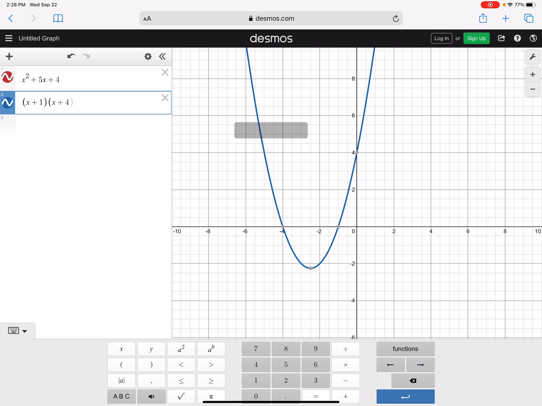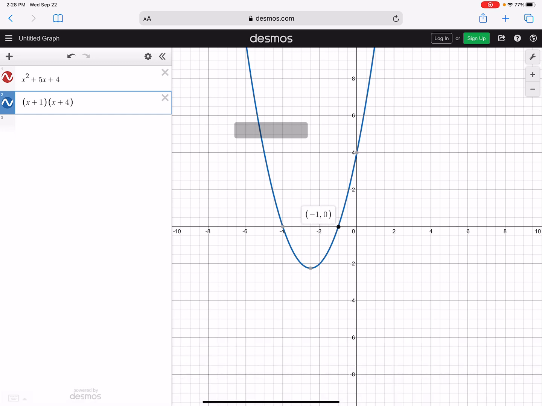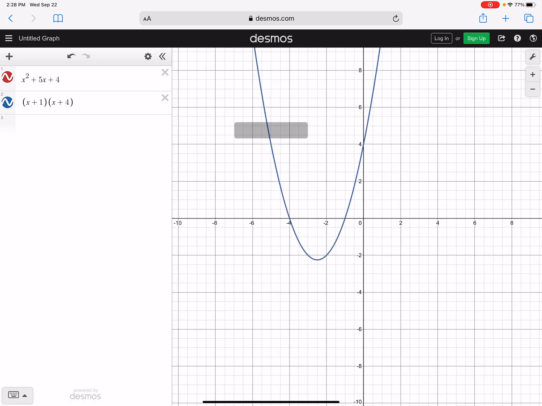Okay, the other thing I want you to notice is that it hits the axis at a negative 1, 0. And if I look at this first set of parentheses, x plus 1, it's inside, it would shift it left 1. And this one hits at a negative 4, 0. And if you look at the parentheses, it would be shifted left 4. So those are actually my roots.